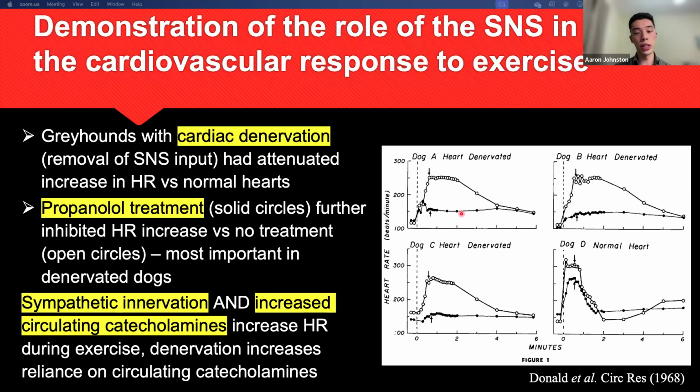And what this experiment tells us is that both sympathetic innervation, so direct sympathetic innervation via the superior, middle, and inferior cardiac nerves, and an increase in the circulating catecholamines, probably driven by adrenal production of these hormones, increase the heart rate during exercise, such that the denervated dog is almost entirely reliant upon.